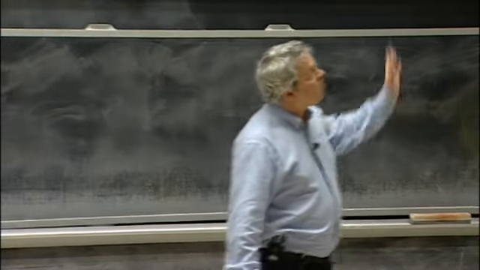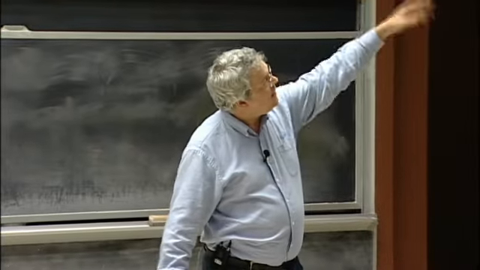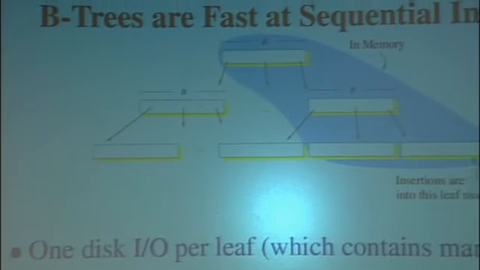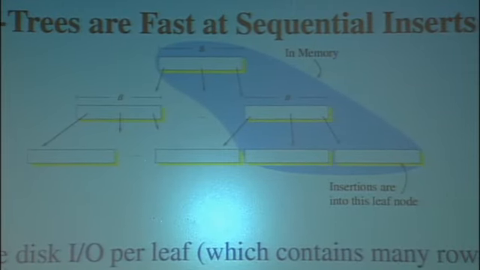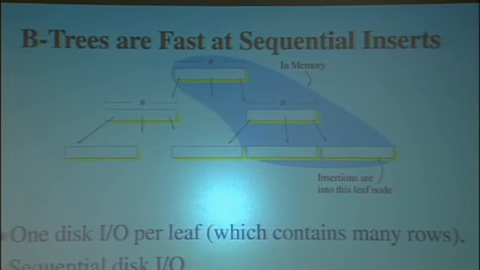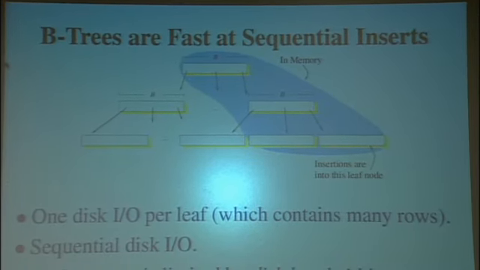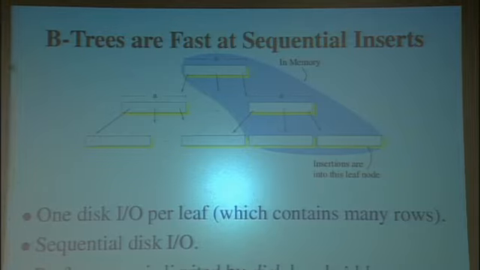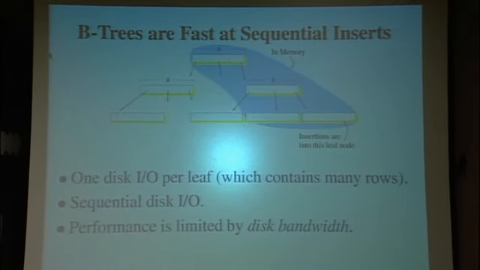So for sequential inserts, if you're inserting at the end, basically all the stuff down the right spine of the tree is in main memory, and an insertion just inserts. You have no disk IOs, and basically it runs extremely fast. The disk IO is sequential. You get performance that's limited by the disk bandwidth, which is the rate at which the disk can write consecutive blocks.